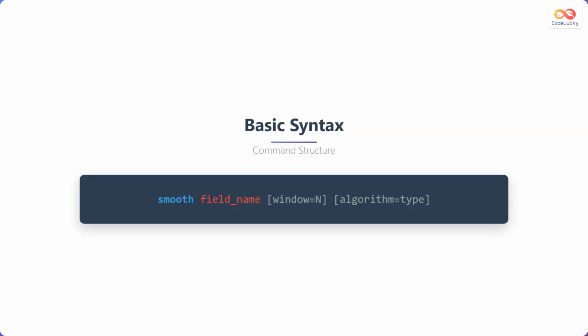The basic syntax for the smooth command follows a simple structure. You start with the word smooth, followed by the field name that contains the data you want to smooth. After the field name, you can optionally specify a window parameter using window=n, where n is the number of data points to include in the smoothing calculation. You can also specify an algorithm parameter using algorithm=type, where type refers to the specific smoothing method you want to use. These optional parameters allow you to customize how the smoothing is performed based on your specific needs.